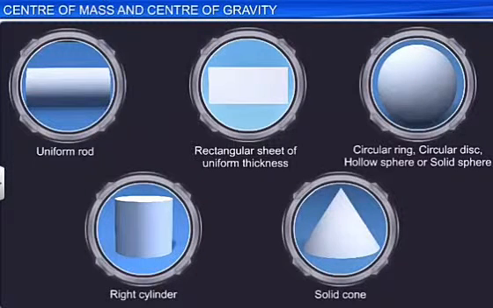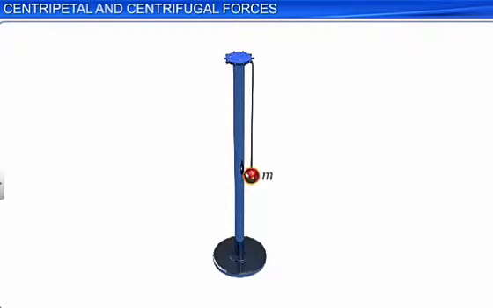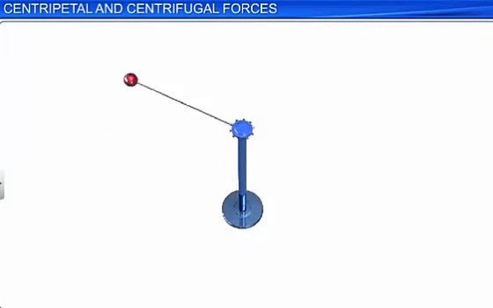Let us now learn about the center of mass of a body. The center of mass of a body is a point where the entire mass of the body can be assumed to be concentrated. For bodies of small size, the center of gravity coincides with the center of mass. Body of mass m tied to one end of a string of length r. Connect the other end of the string to a rotor. With the help of the rotor, the body can be made to execute uniform circular motion.